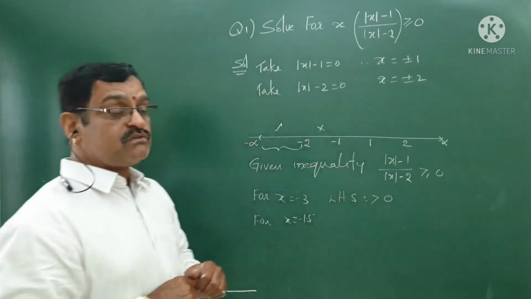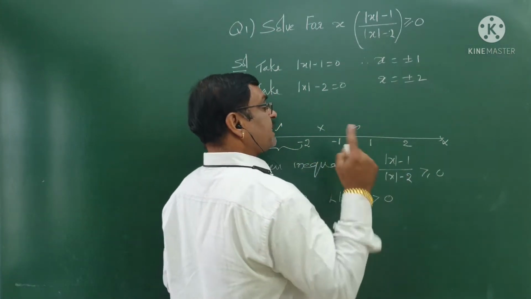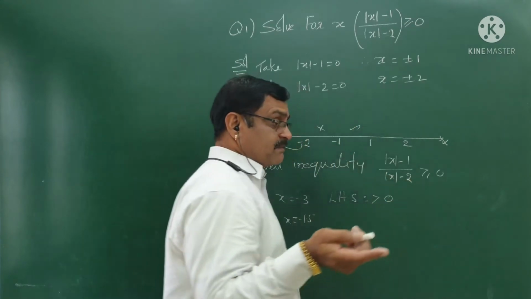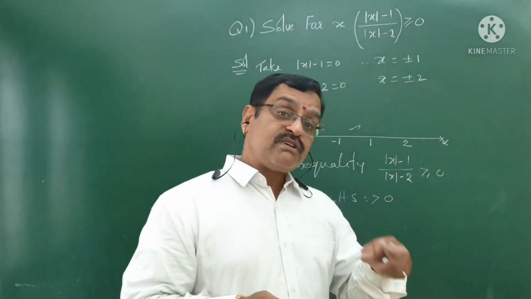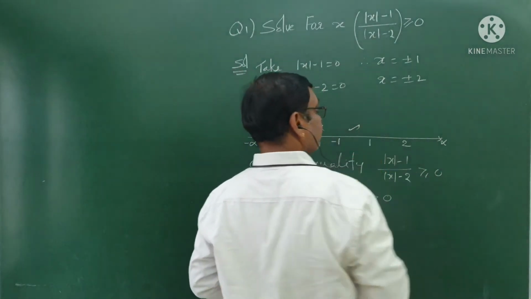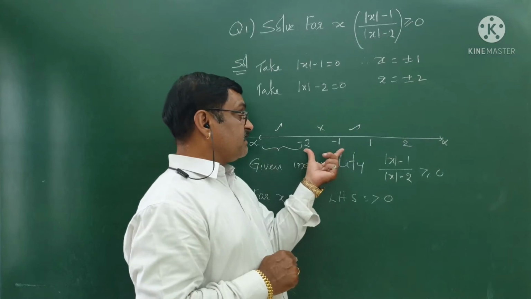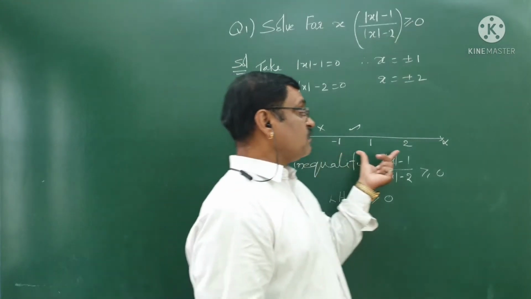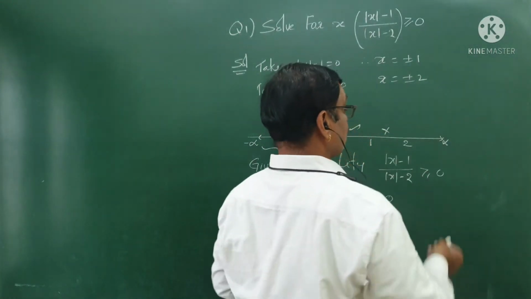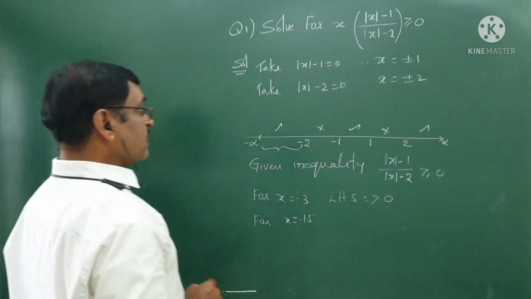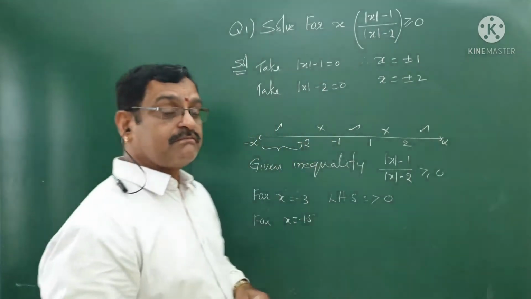Let's come to minus 1 to 1. Select any one real number from minus 1 to 1. Say for example 0. When you substitute 0 here, 0 minus 1 by 0 minus 2, negative by negative is positive. So I can take this interval. Now go for 1 to 2. We have tested between minus 2 to minus 1, same character between 1 to 2 also. So I don't want this interval also. Next, more than 2, obviously positive. Therefore, these three intervals are valid for this inequality.